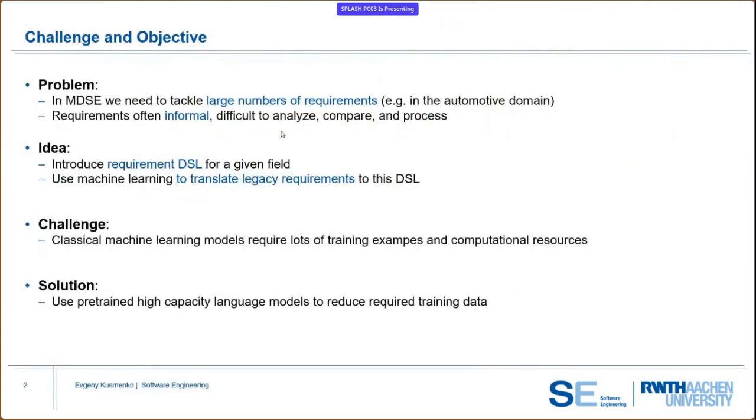So let me start with a short overview of what I'm going to talk about today. This project arises in the scope of a large cooperation between us and an automotive manufacturer in Germany. And such automotive manufacturers have to deal with thousands and tens of thousands of requirements in their production.